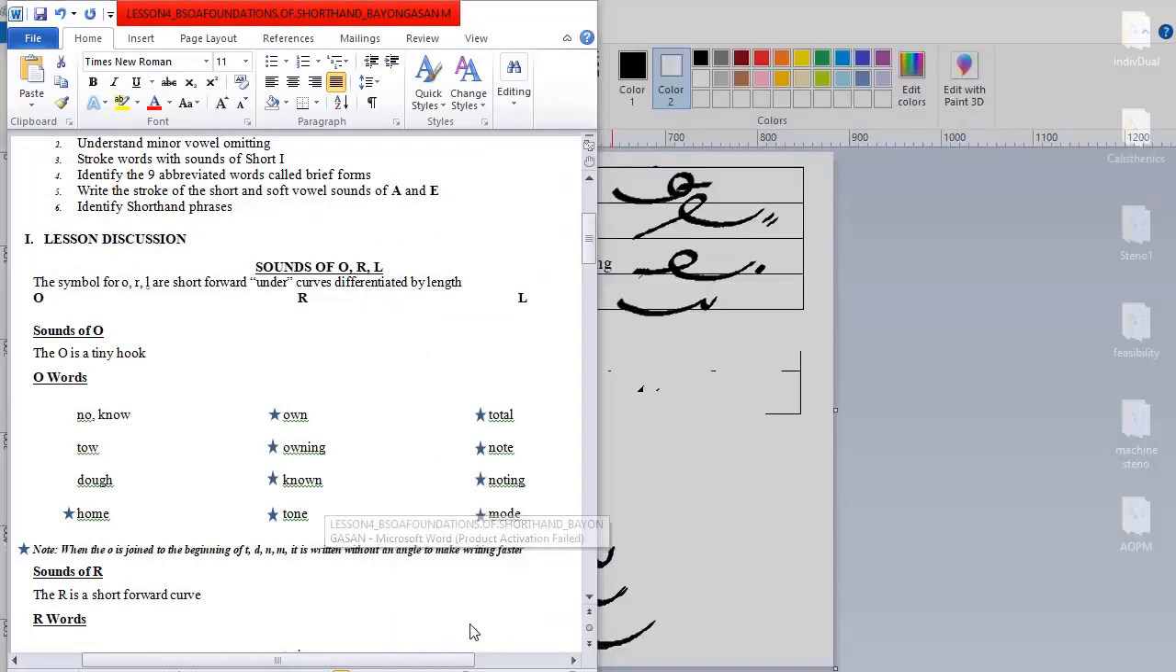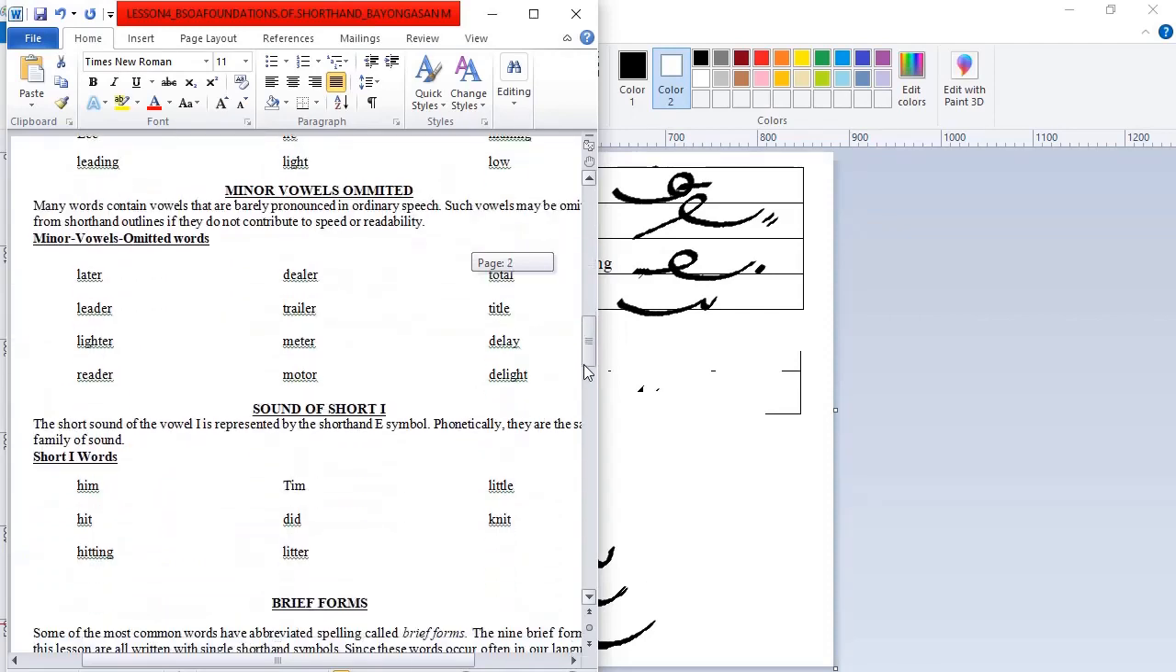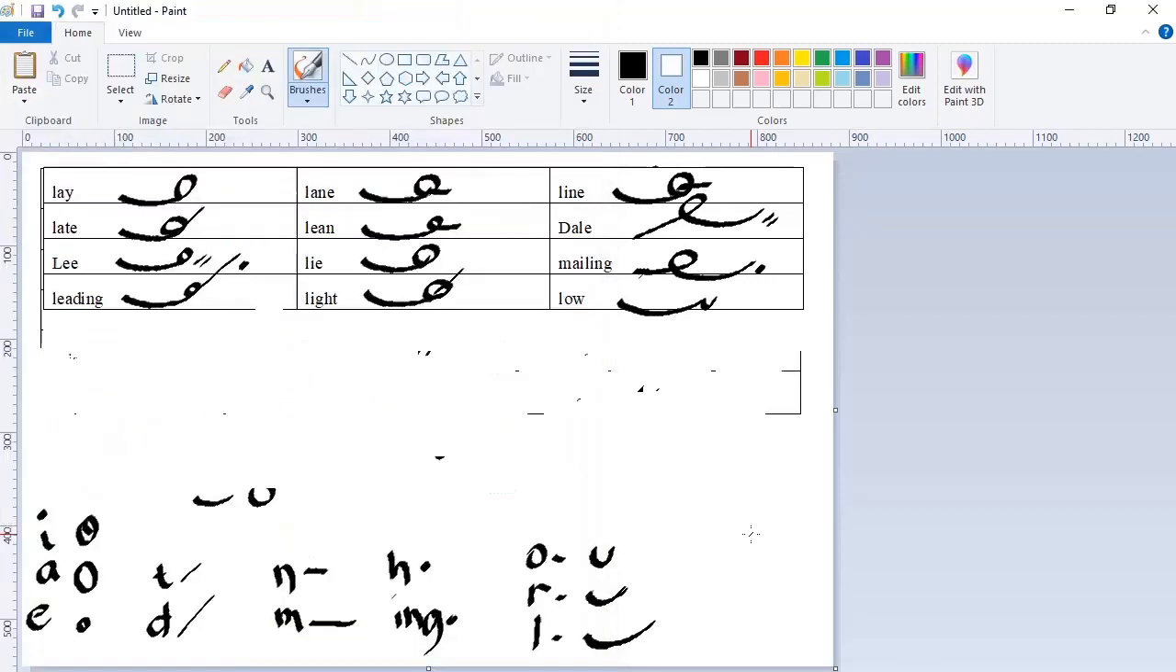Okay, so before we move on, please breathe in, breathe out. Okay, so kasi meron pa, marami-rami pa to eh. So now, let's move on to our next set of words.